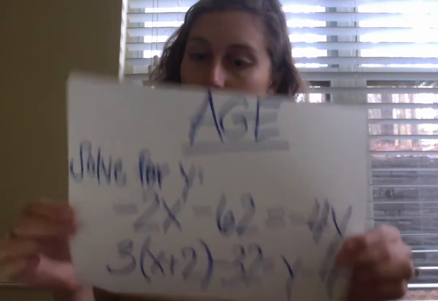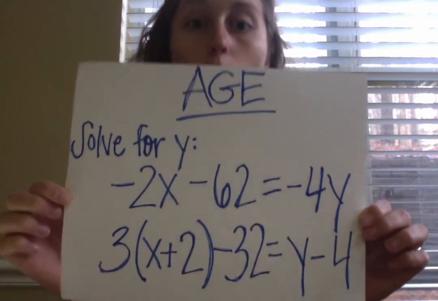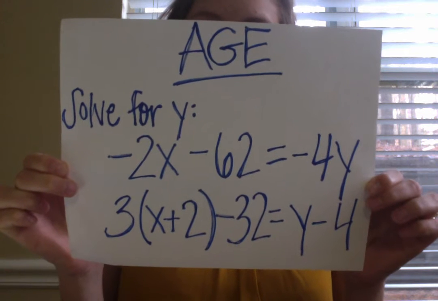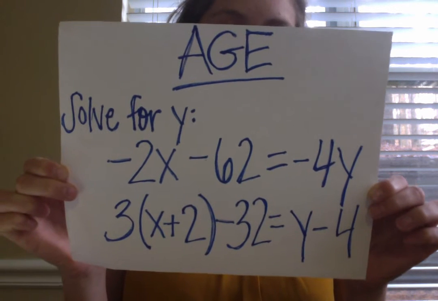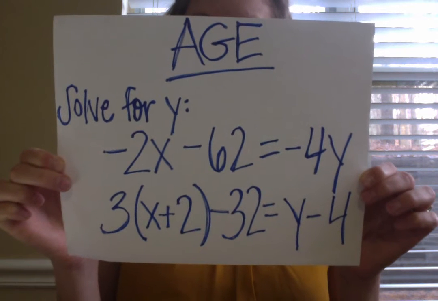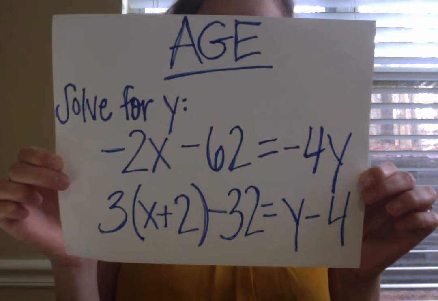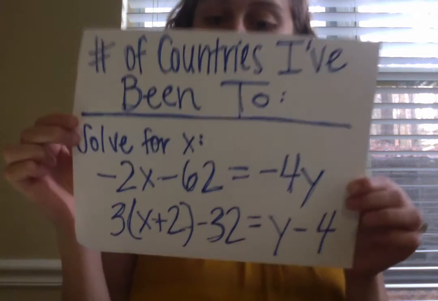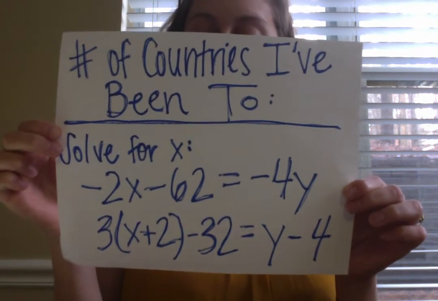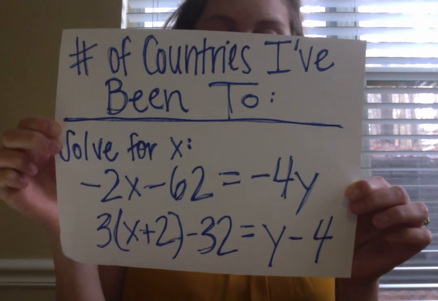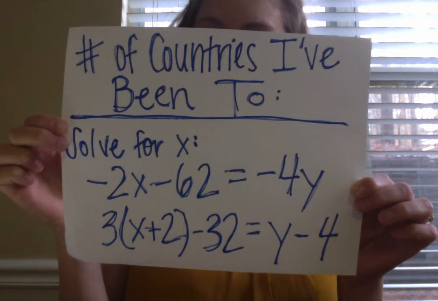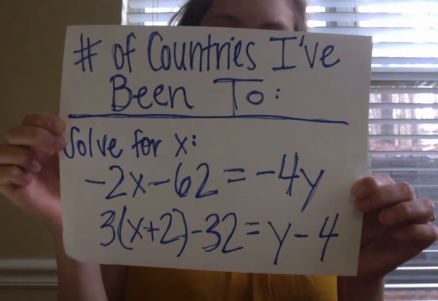Now, I know many of you are interested in how old I am. So if you'd like to know that information, solve this system of equations for y. Negative 2x minus 62 equals negative 4y, and 3 times the quantity of x plus 2 minus 32 equals y minus 4. And then if you want to know how many countries I have been to, solve that same system of equations for x. Negative 2x minus 62 equals negative 4y. 3 times the quantity of x plus 2 minus 32 equals y minus 4.